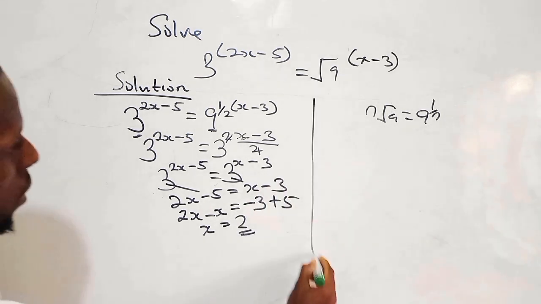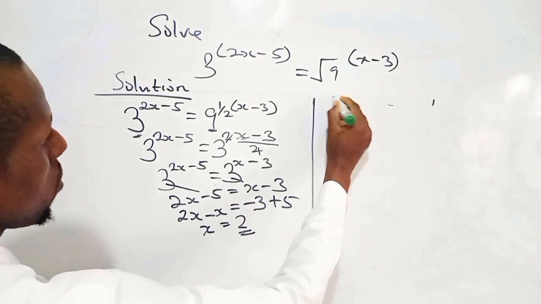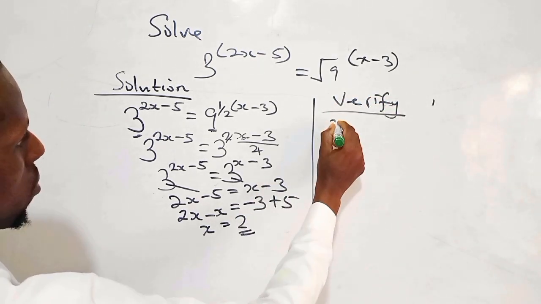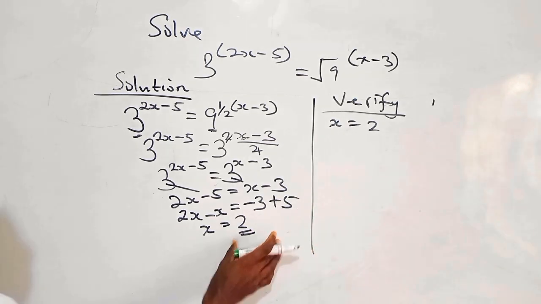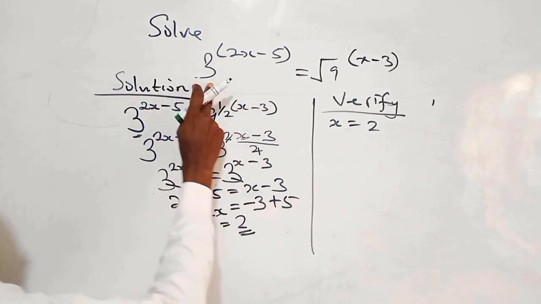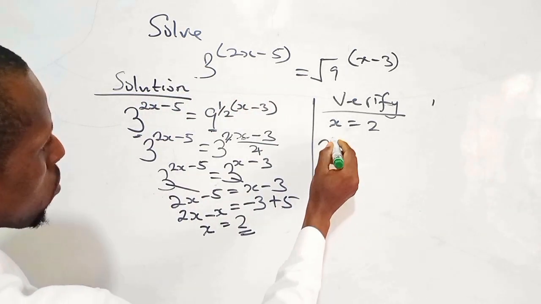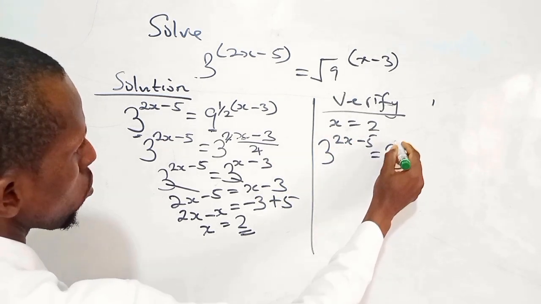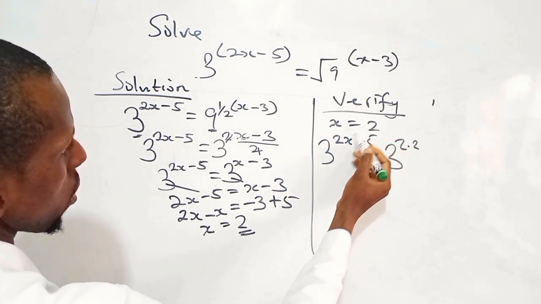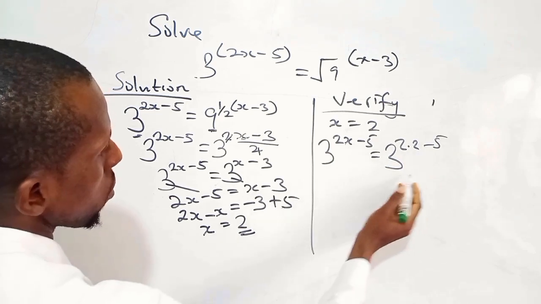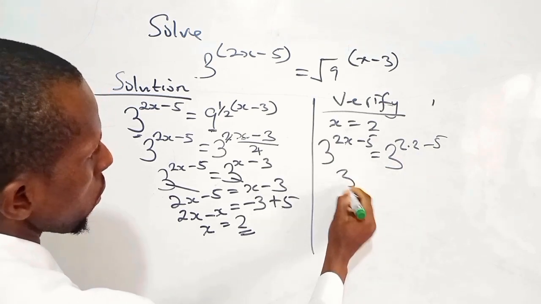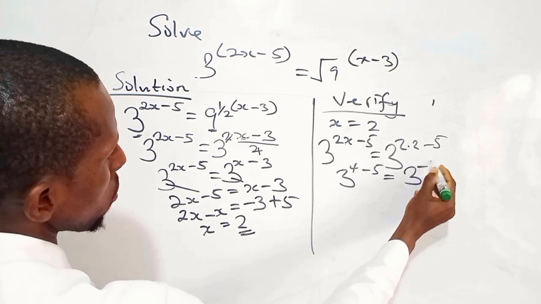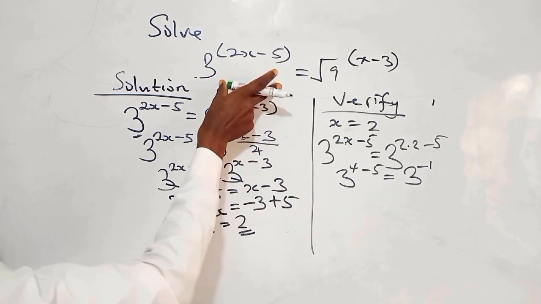So let us verify. So when we verify this, when x is 2, let us work with the left hand side of the equation. So we have 3 raised to power 2x minus 5, which is 3 raised to power 2 times 2, minus 5. So here we have 3 raised to power 2 times 2 is 4, 4 minus 5, we have 3 raised to power minus 1. Okay, for the left hand side.